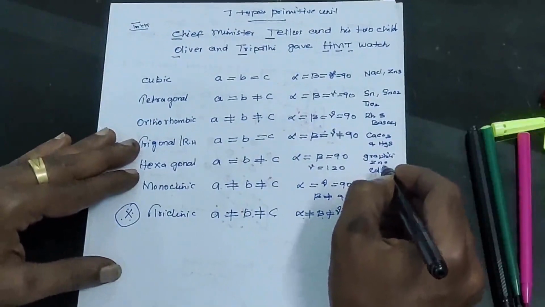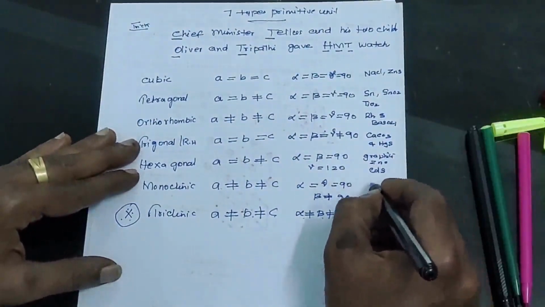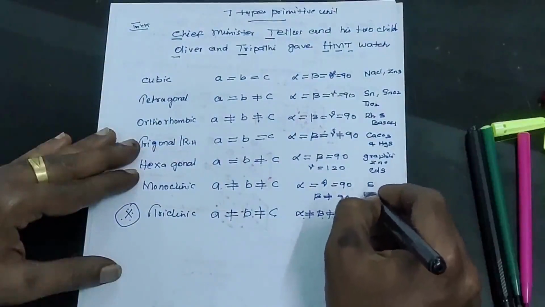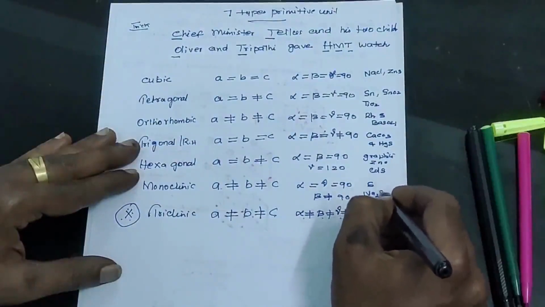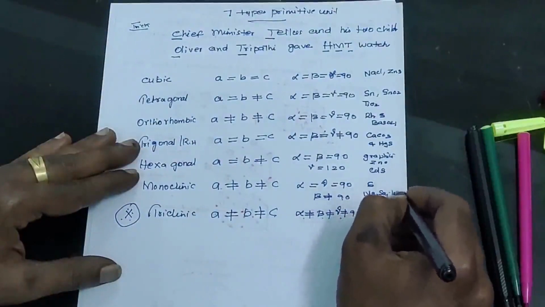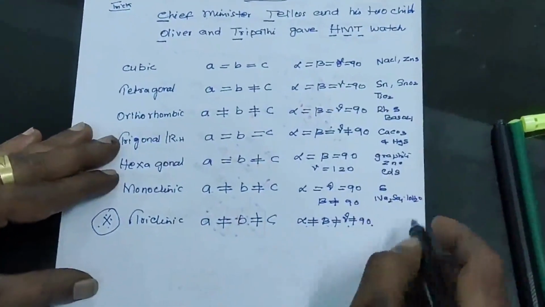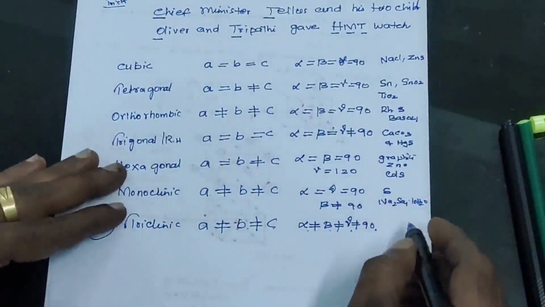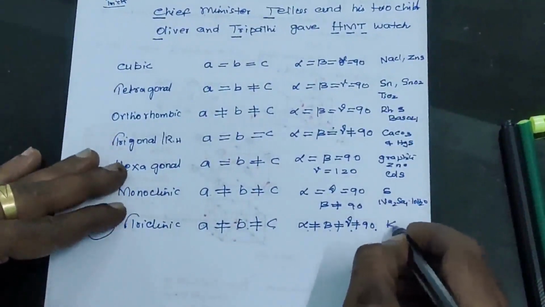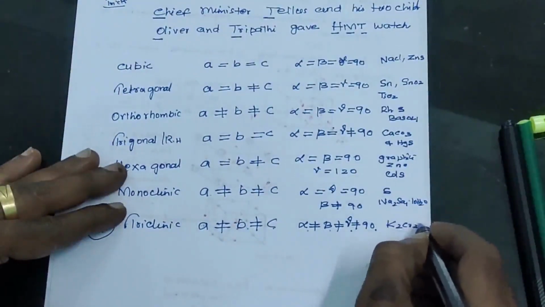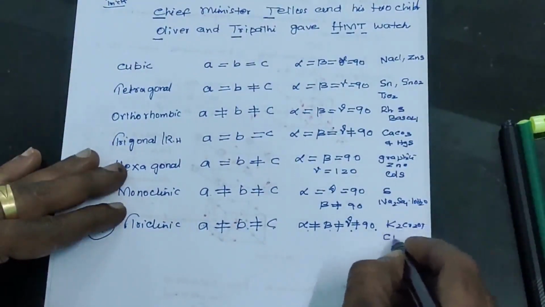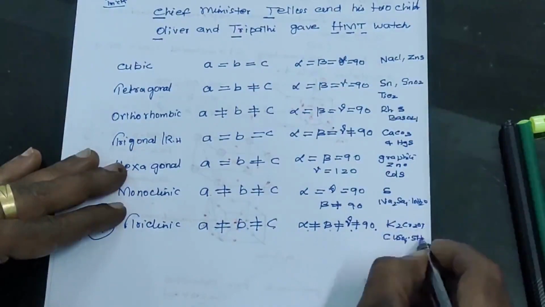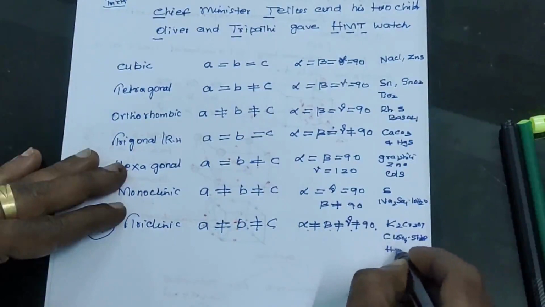Then monoclinic: sulfur, sodium sulfate decahydrate, Na2SO4·10H2O. Then the last one, triclinic, is also important: potassium dichromate, K2Cr2O7, copper sulfate pentahydrate, not anhydrous, CuSO4·5H2O, and boric acid, H3BO3.